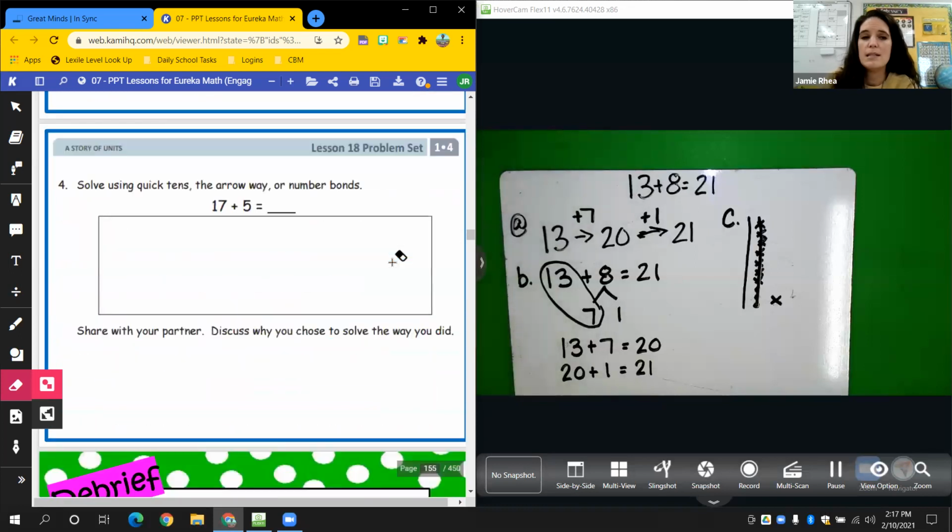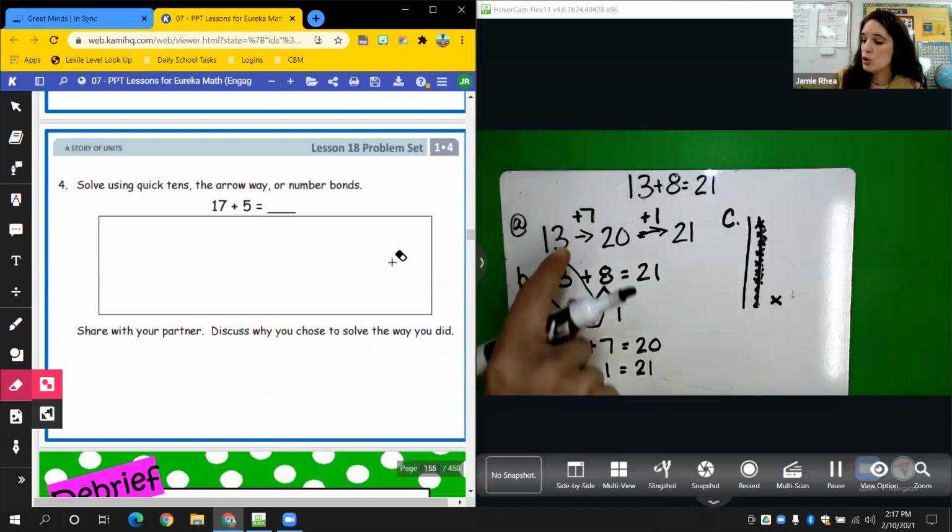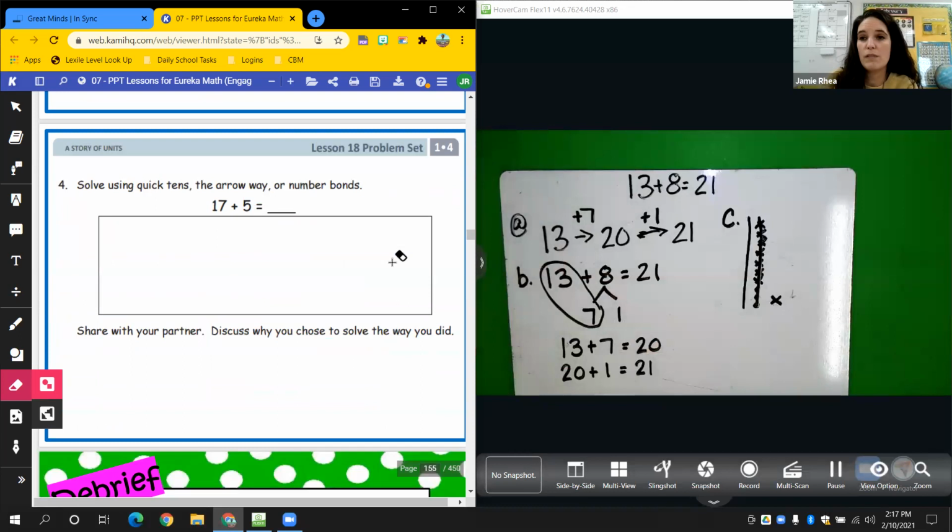And number 4 says solve using quick tens, the arrow way, or the number bond, 17 plus 5. So you're going to choose one of those 3 ways to solve number 4.